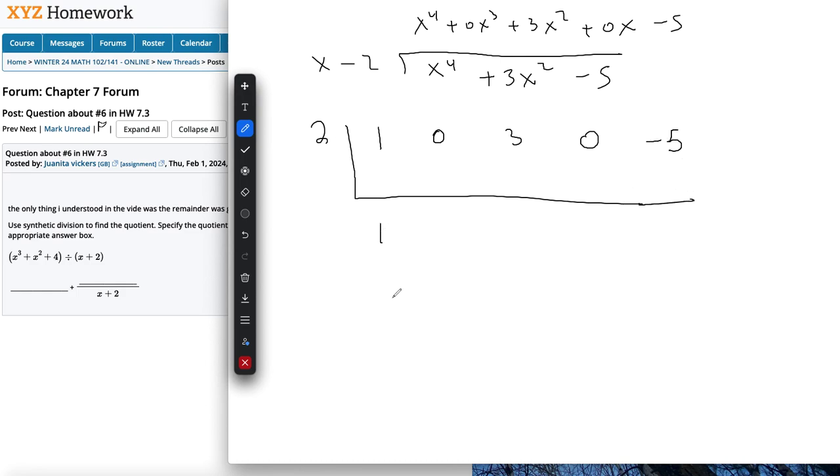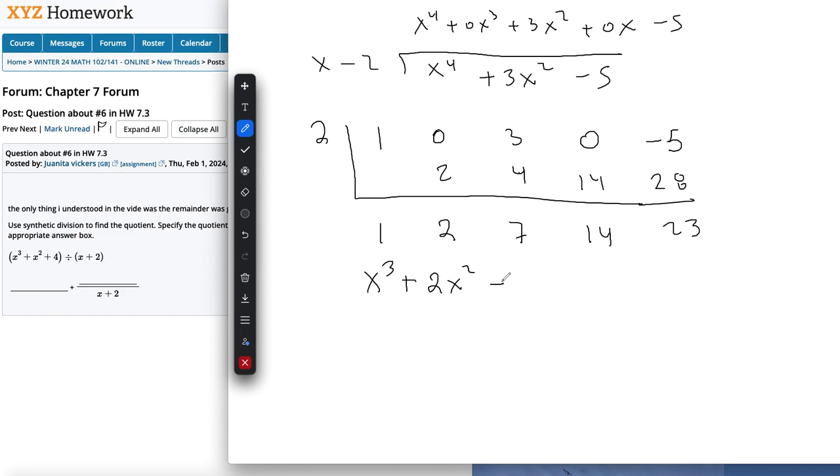And we bring down our 1 and just see where it goes. So 2 times 1 is 2. 0 plus 2 makes 2. 2 times 2 makes 4. And 3 plus 4 makes 7. 2 times 7 is 14. 0 plus 14 is 14. And 2 times 14 is 28. And so I think that would leave me 23. So final on this, notice I'm going x into x to the fourth, so 1 degree less, this would be x cubed plus 2x squared plus 7x plus 14 plus 23 over x minus 2.